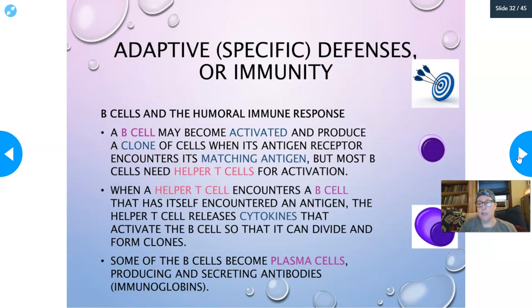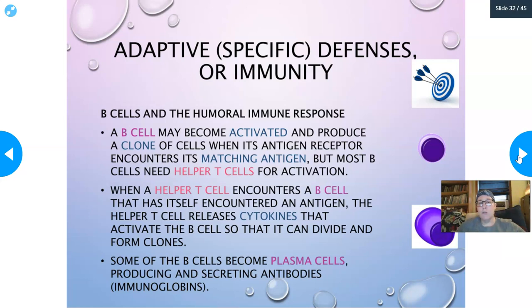Okay, so let's look at B cells. We mentioned B cells a couple times. They do what we call the humoral immune response. Humors being fluids, humoral immune response basically refers to antibody production. So a B cell can become activated and produce a clone of itself when its antigen receptor encounters its matching antigen. If it has been made against a specific antigen and it sees that antigen, all of a sudden it starts cloning, and is activated.